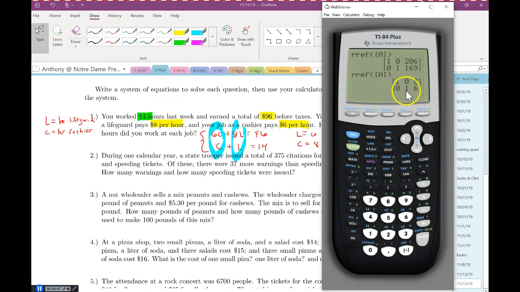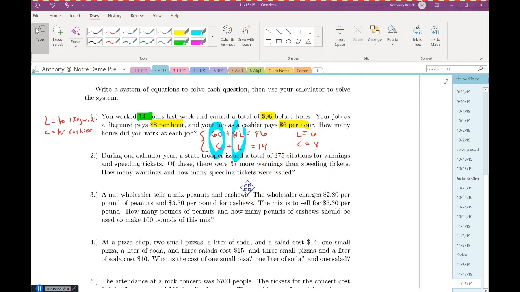And the way I know which one is L and C is because it matches up down here. The first column has the C's in it, so the first column is my C's. The second column, my system had my L's in it, so the second column is my L's. Cool? All right. I'll take your silence to be uncool.